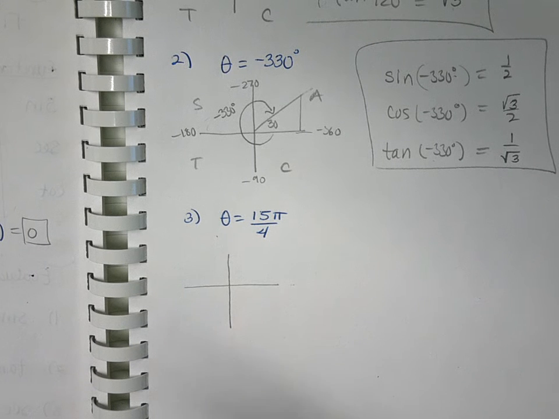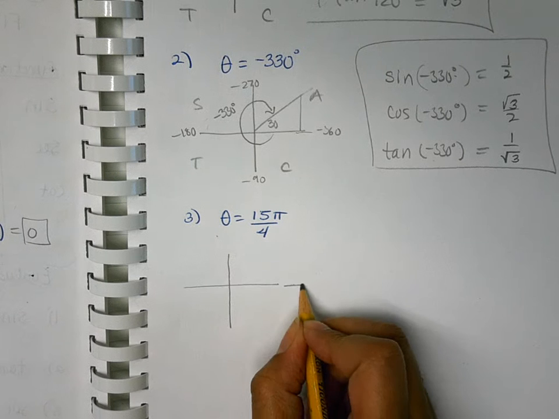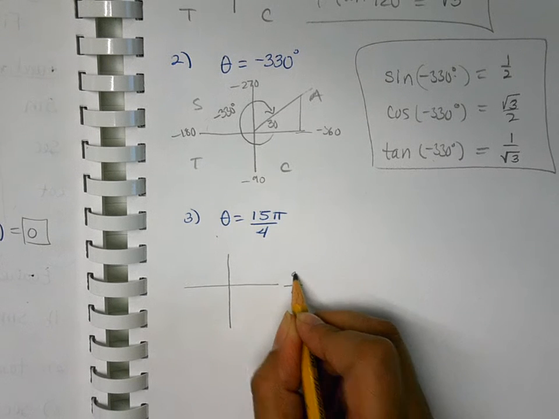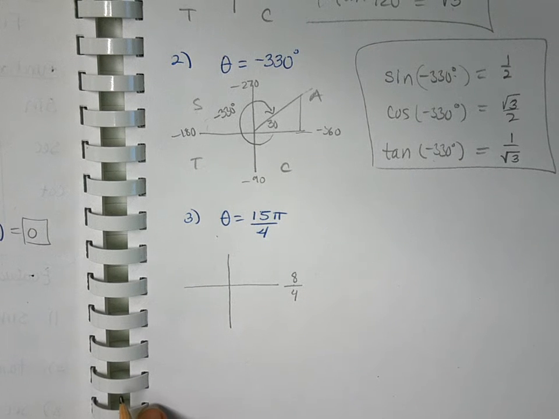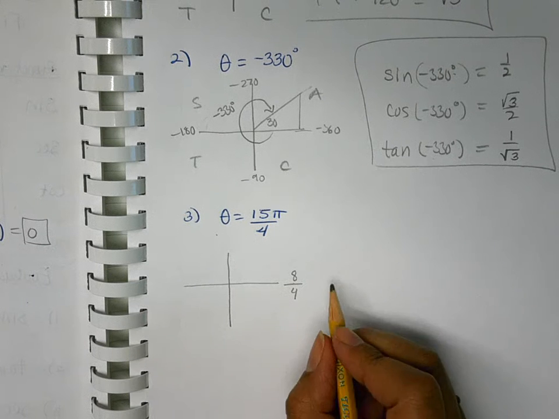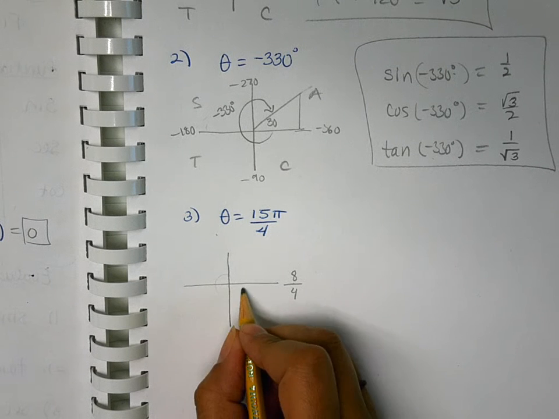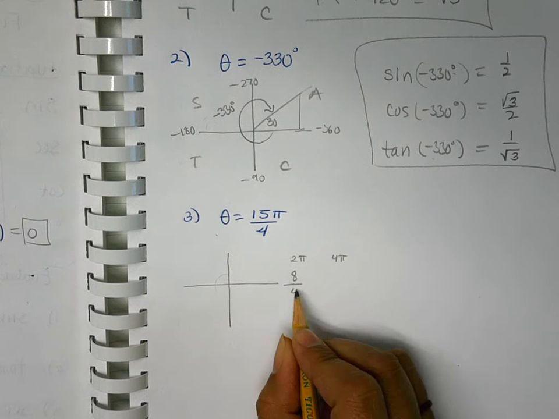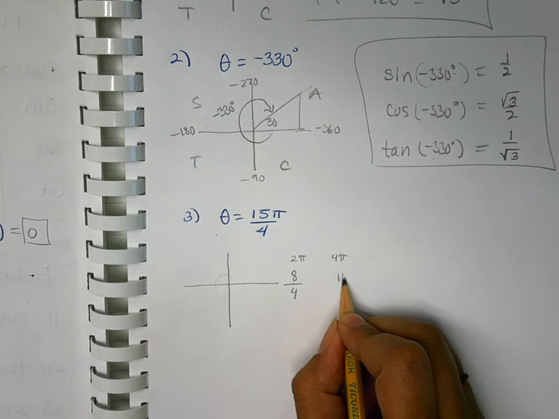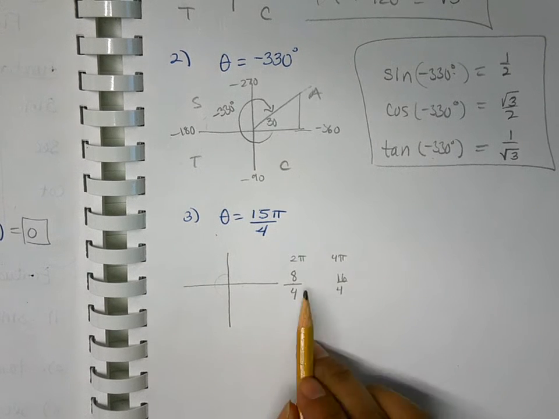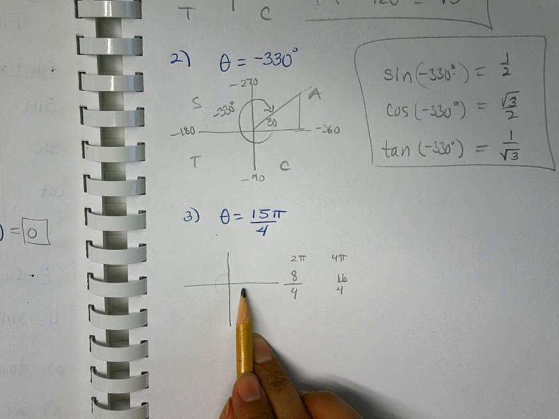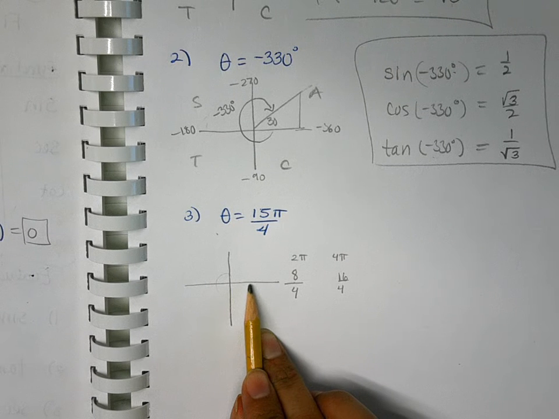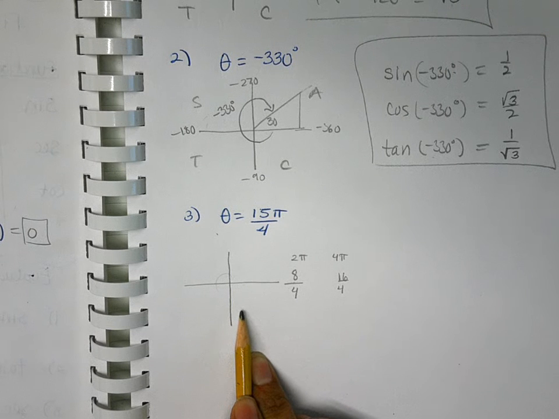If this is 2 pi, it's what over 4? 8. So is it bigger than 8/4? What would 4 pi be? 16 over 4. So 2 pi, 4 pi, would I end up in the same spot? Yeah? So where is 15 pi over 4? Right before, which is quadrant 4.